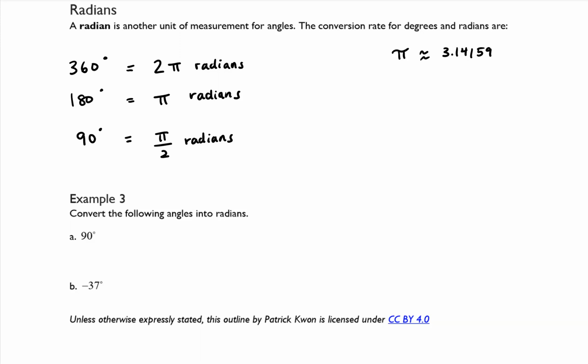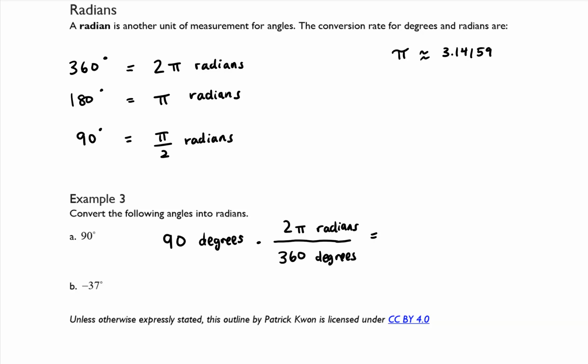It says, convert the following angles into radians. Now, I've already given you this one, but we could use any of them. So if I'm starting off with 90 degrees, I would multiply this by a conversion fraction. I want to cancel out the degrees, and in fact, I'm going to write out the word degrees just so that I can emphasize the cancellation. So I want degrees in the denominator. So 360 degrees is equivalent to 2 pi radians.